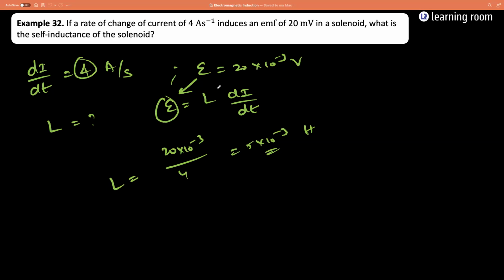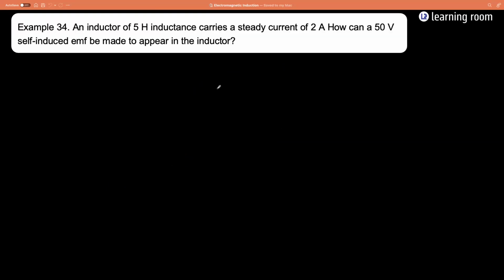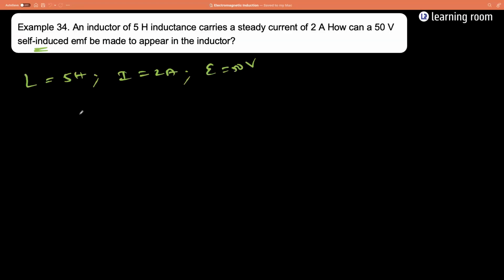Shall we proceed? Yes, sir. Do it fast. An inductor of 5 Henry carries a current of 2 ampere. How can a 50 volt self-induced EMF be made to appear in the conductor? So EMF is 50 volt. What is missing in the problem?